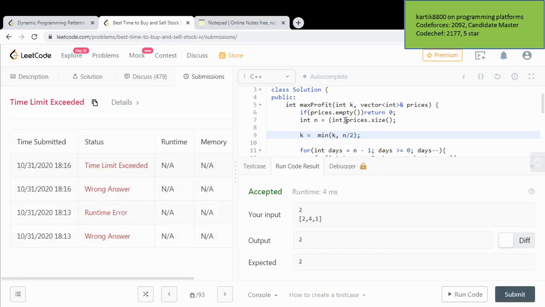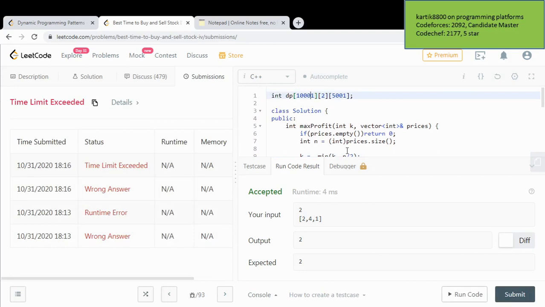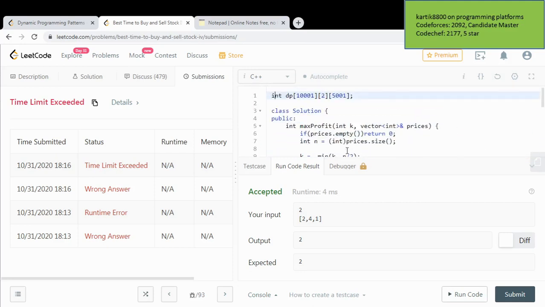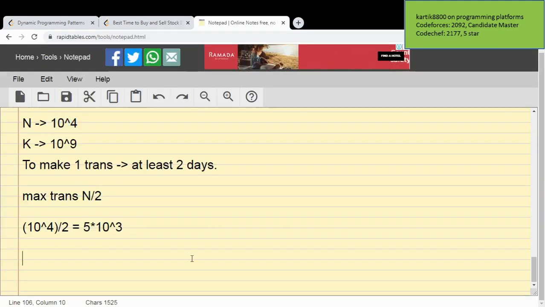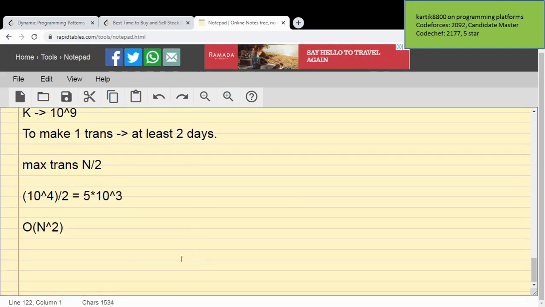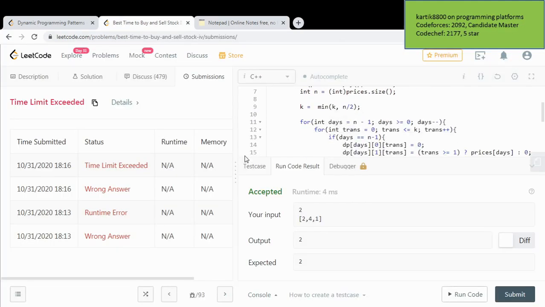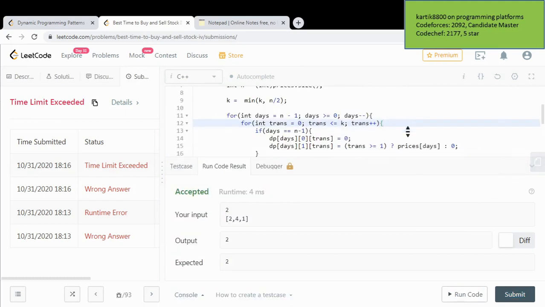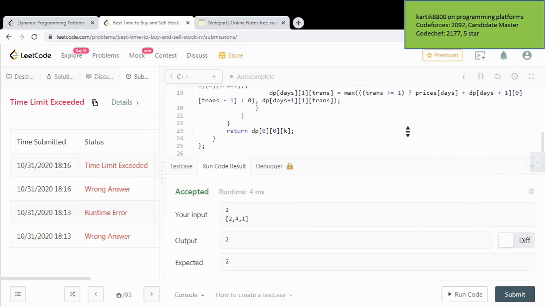Oh, this time I got a time limit exceeded, which is again not something that makes me happy. 1 2 3 4, this looks okay. Somehow TLE is not making sense, because overall our solution is big O of n squared at worst, and we know that n is up to 10 power 4, so I'm doing at most 10 power 8 operations in here, which according to me should have worked, but for some reason it doesn't. I'll check why it does not.